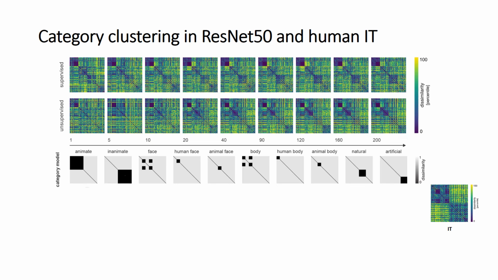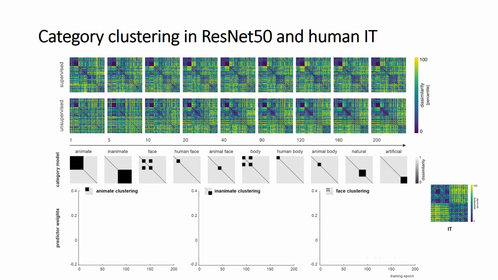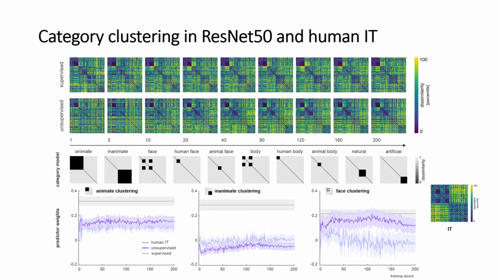To do so, we fit a category model to all RDMs using linear regression. We plotted the estimated weights for category predictors that were significantly different from 0 for human IT. In all plots, the y-axis denotes the predictor's weight and the x-axis shows training epoch. The gray line shows the weight for human IT, the dark purple for the unsupervised network, and light purple for the supervised network. Shaded regions reflect standard error based on bootstrap resampling. Asterisks indicate significant differences between supervised and unsupervised models and humans.